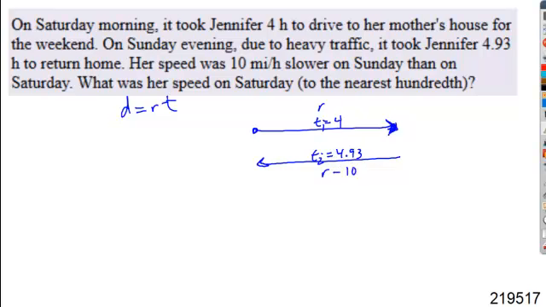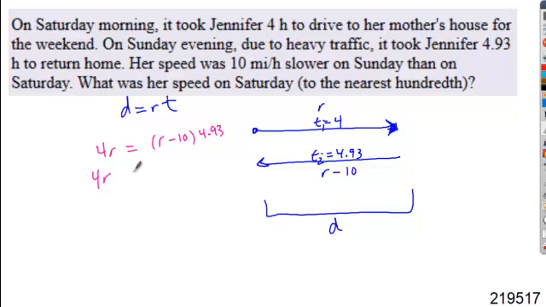minus 10. So we'll use those pieces of information and the fact that the distance in each case is exactly the same. Both of them have the same distance. So when you are calculating this, you know that rate times time, so 4R in the Saturday instance is equivalent to the rate times time of the second, which is R minus 10 times the 4.93. So here is the equation that we're going to solve in order to find our answer here.